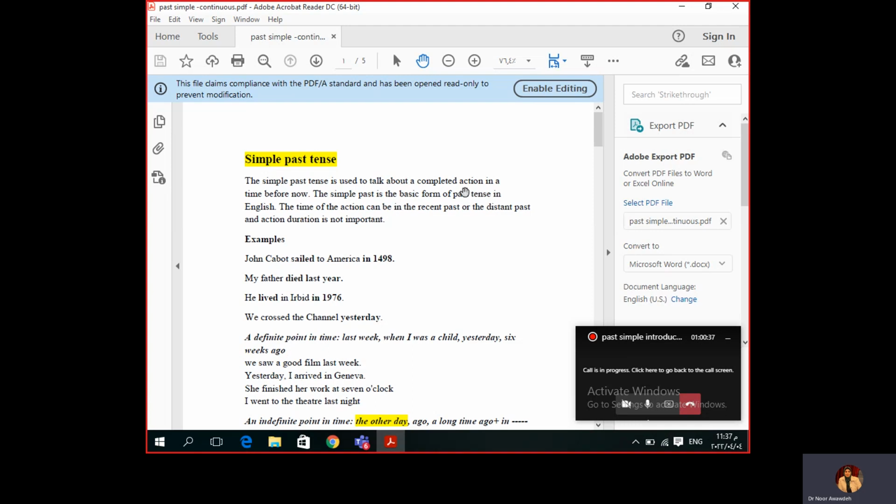Completed actions, الأفعال المكتملة الأفعال المنتهية. Okay, finished completed actions. We have a complete action that happened in the past. So this action is a completed action. The form of this verb is verb two. We call it verb two.